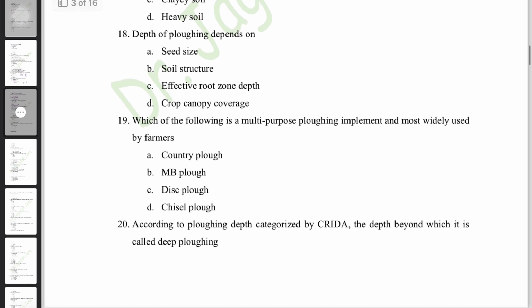Next question, depth of plowing depends on what? When you are tilling or plowing the soil, at what depth should you plow? That depends mostly on the effective root zone depth. What is effective root zone depth? When you are growing a plant, that is, when you are planting a seed, it is the depth from which the plant takes up maximum soil water or nutrients. That is the effective root zone depth. So you should plow the soil up to the effective root zone depth.